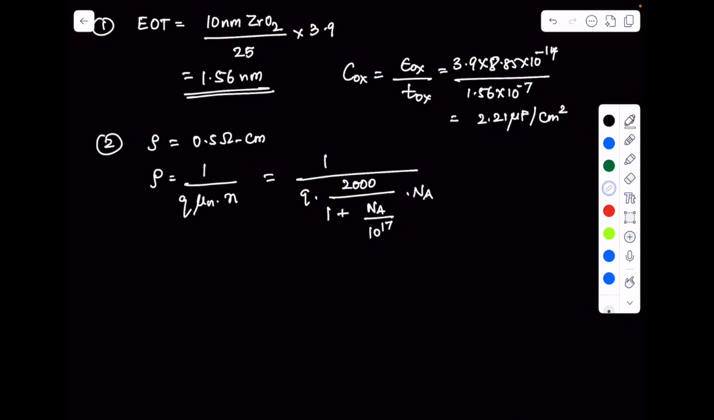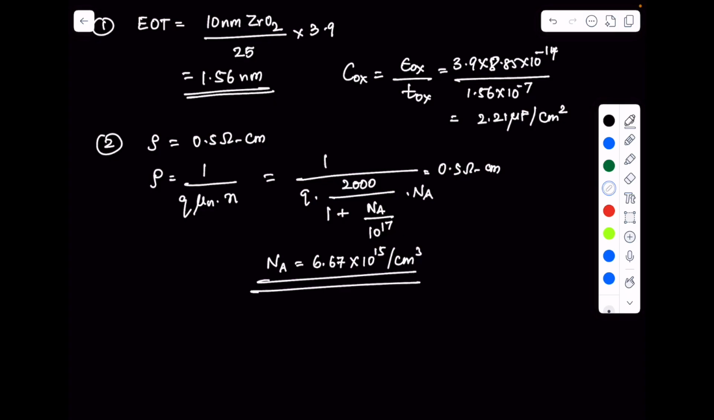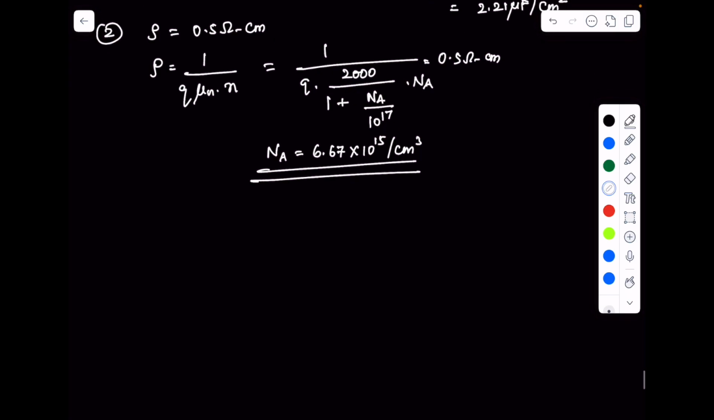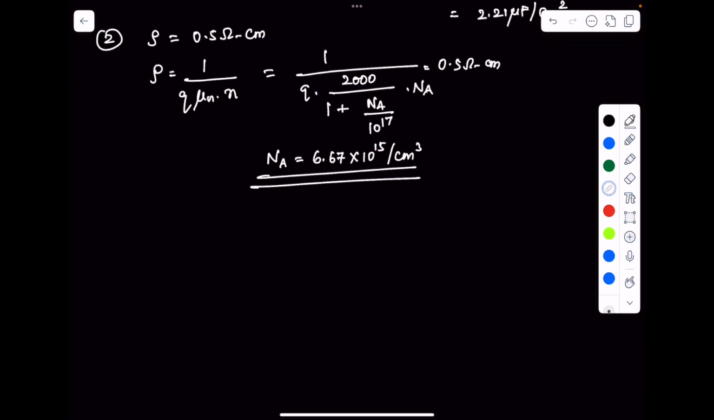And so this should be equal to 0.5 ohm centimeter. From this you can calculate Na, and what you get is that Na should be equal to 6.67 into 10 power 15 per centimeter cube. So this is the concentration of the p-type germanium. Once I know Na, the rest of it is relatively easy.